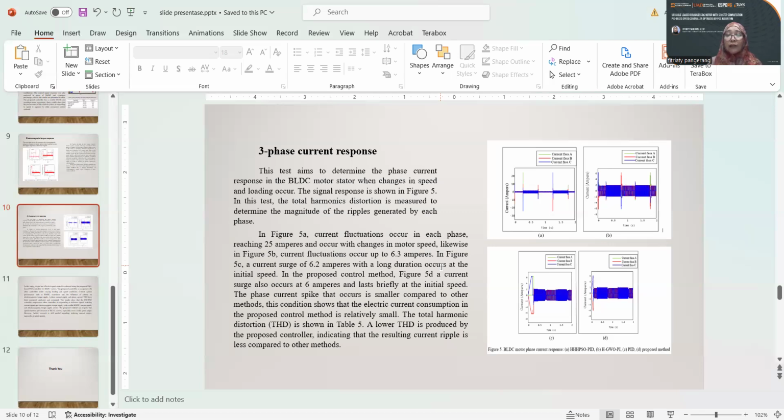The total harmonic distortion is shown in table 5. A lower total harmonic distortion is produced by the proposed control, indicating that the resulting current ripple is less compared to other methods.